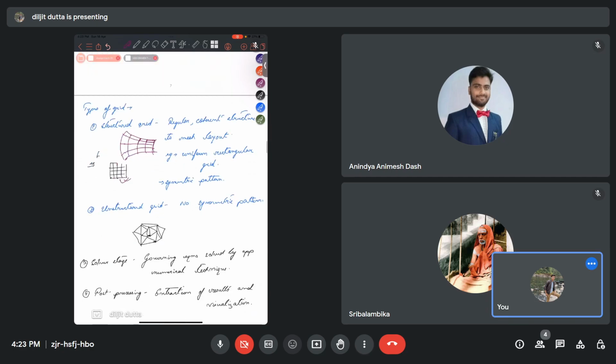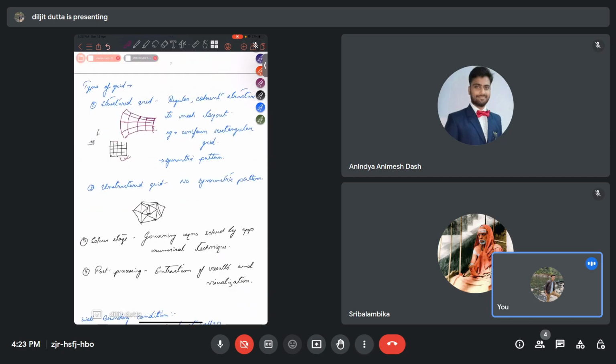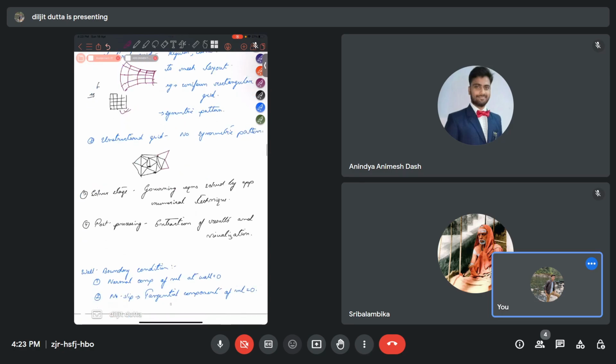Then there is the unstructured grid. In an unstructured grid, what is the pattern? There is no symmetric pattern to the grid. This is an unstructured grid. You can see all the cells in the grid are of different sizes and different patterns. They might be triangles, but the angles and the lengths and everything vary for each of the cells. So this is an unstructured grid.